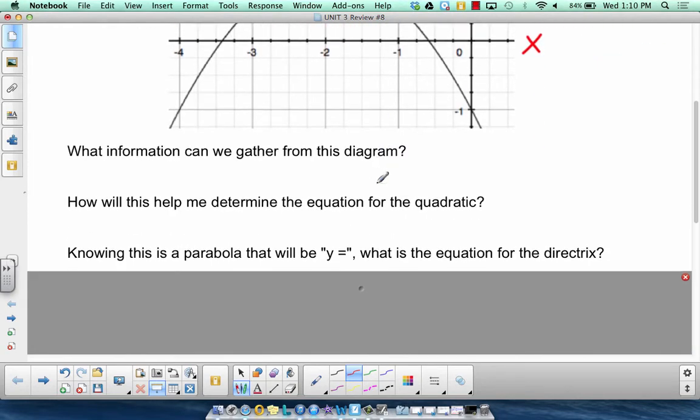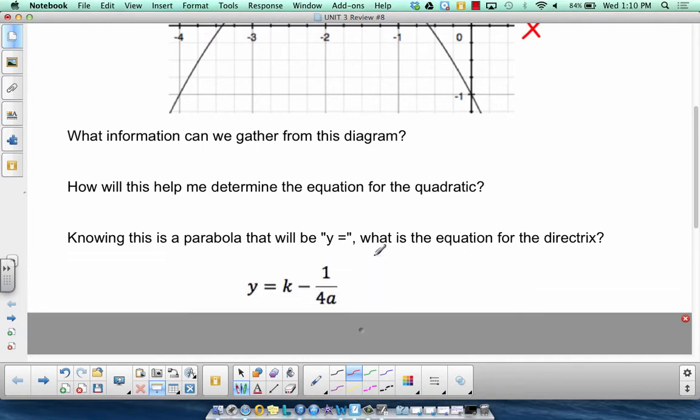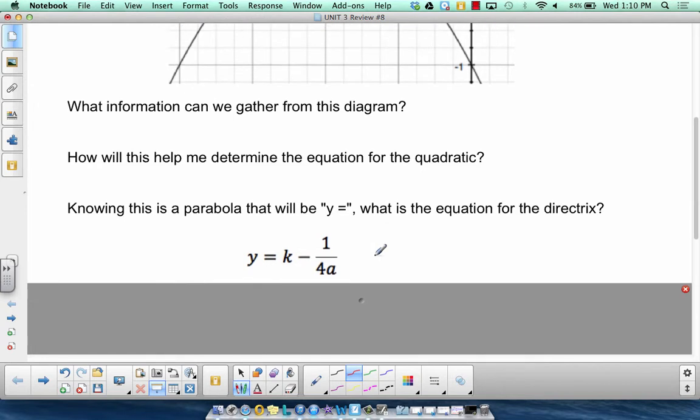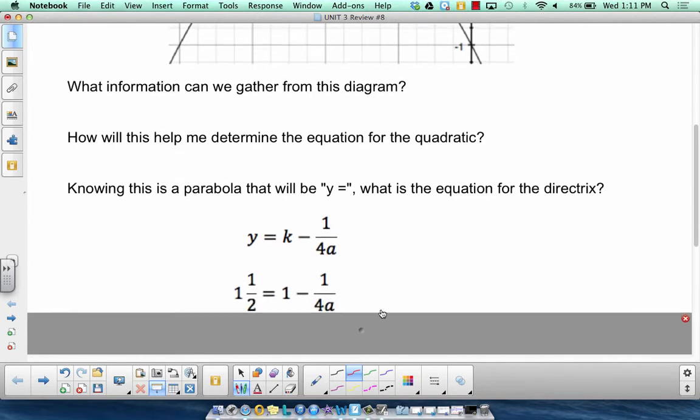Alright, so knowing this is a y equals, then we know that the equation for the directrix is this, and we get that right out of our formula sheet, or that box, I should say. That's right in that area. So y is equal to k minus 1 divided by 4a. Alright, so scrolling down, continuing.